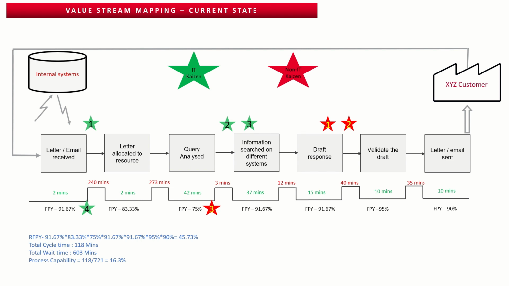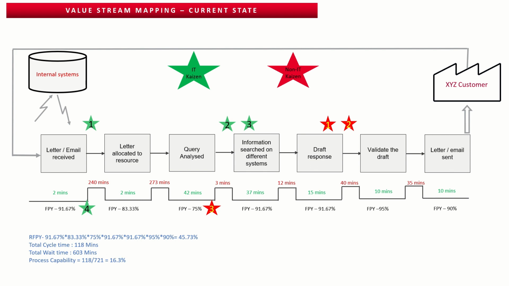And validation of the draft was 95% accurate, because sometimes you receive customer feedback also on the response. And the letter or the email which was sent, sometimes it is sent to the wrong address, or sometimes an email address which was copied is not correct, and some emails were bounced back or some letters returned. So overall, if you multiply all these first pass yields, you will get the rolled first pass yield, which in this case is 45.73%. Total cycle time is 118 minutes in this particular step, and total wait time was 603 minutes.